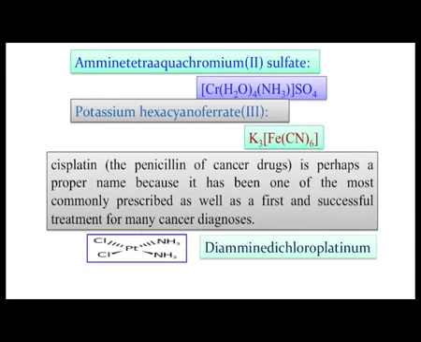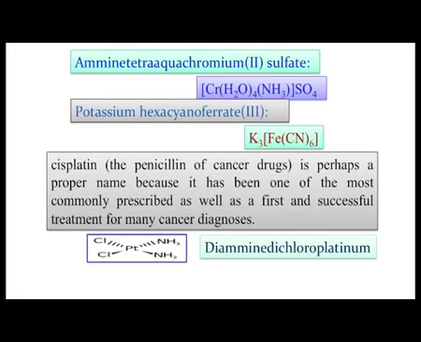Then potassium hexacyanoferrate, we have just seen; all these are examples. Likewise, once we know naming, it can also lead to cisplatin, that means a platinum compound with something in the cis position, which is very important as a cancer drug. So cisplatin is the proper name because it has been one of the most commonly prescribed as well as the first successful treatment of many cancers diagnosed.